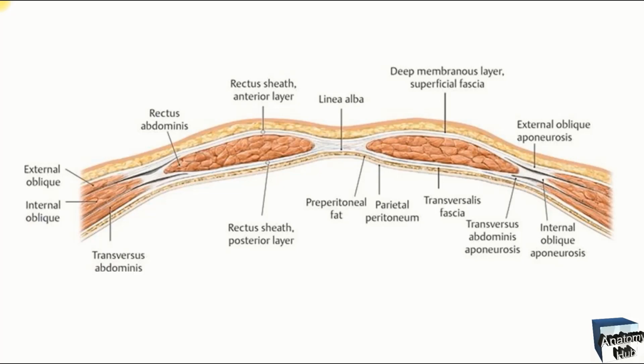The lateral edge of the sheath is visible externally as the semilunar line, and this sheath has anterior and posterior layers that are formed by the aponeurosis of the anterolateral muscles as they split to pass around the rectus muscle. The arcuate line is the inferior end of the posterior layer of the rectus sheath, and inferior to this the aponeurosis may pass anterior to the muscle.